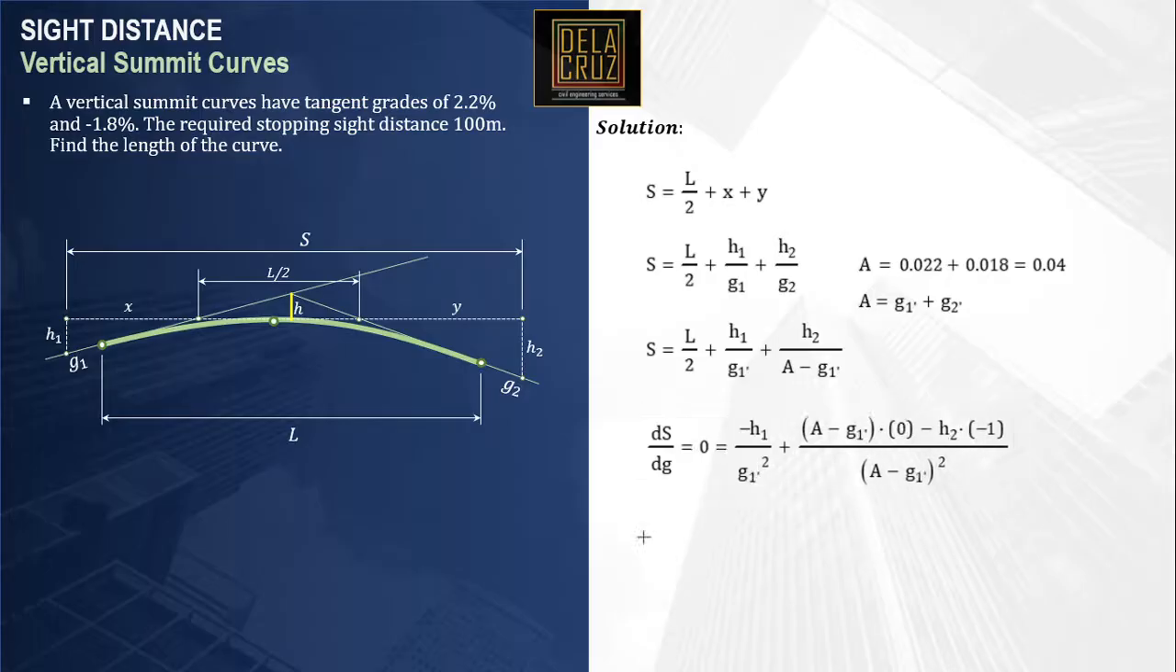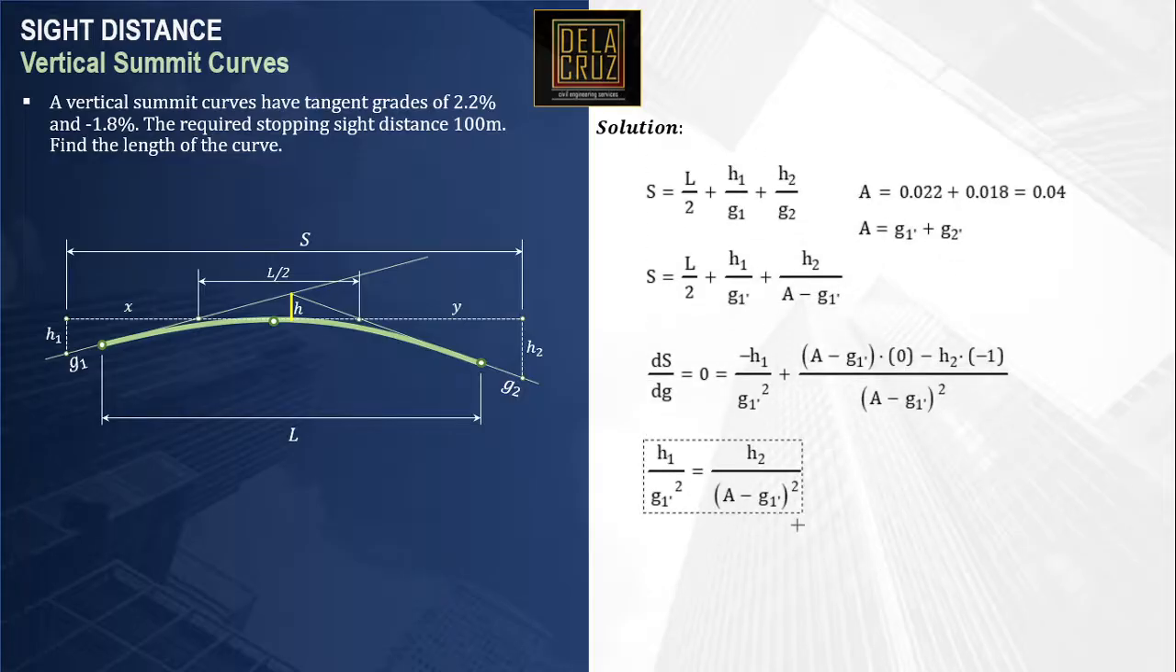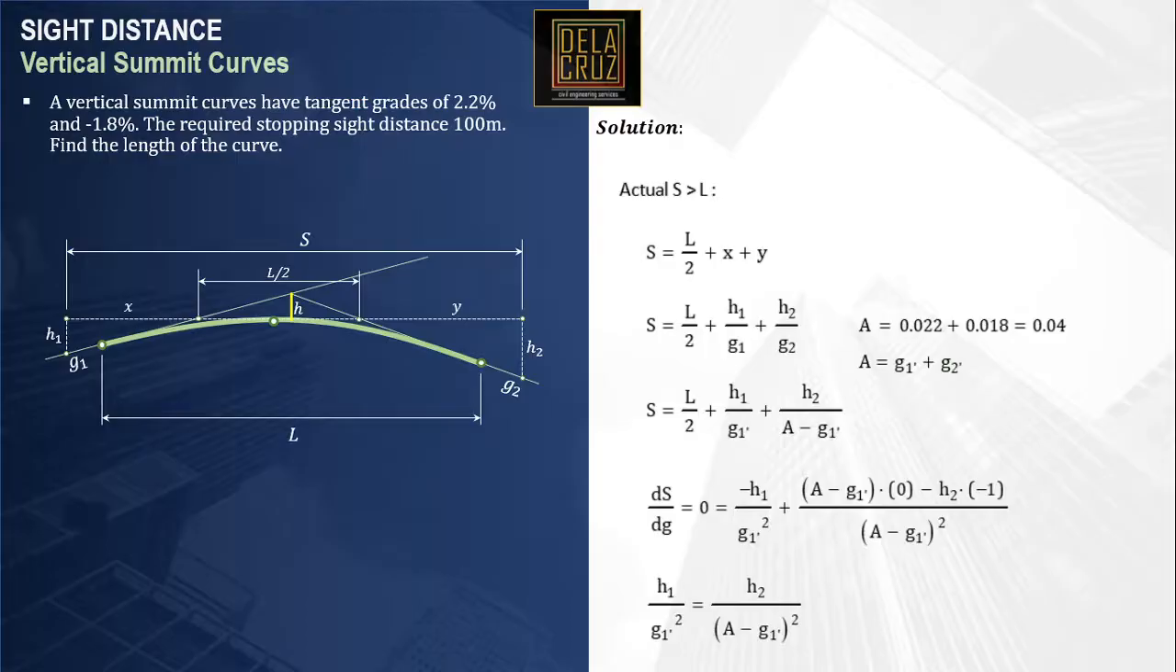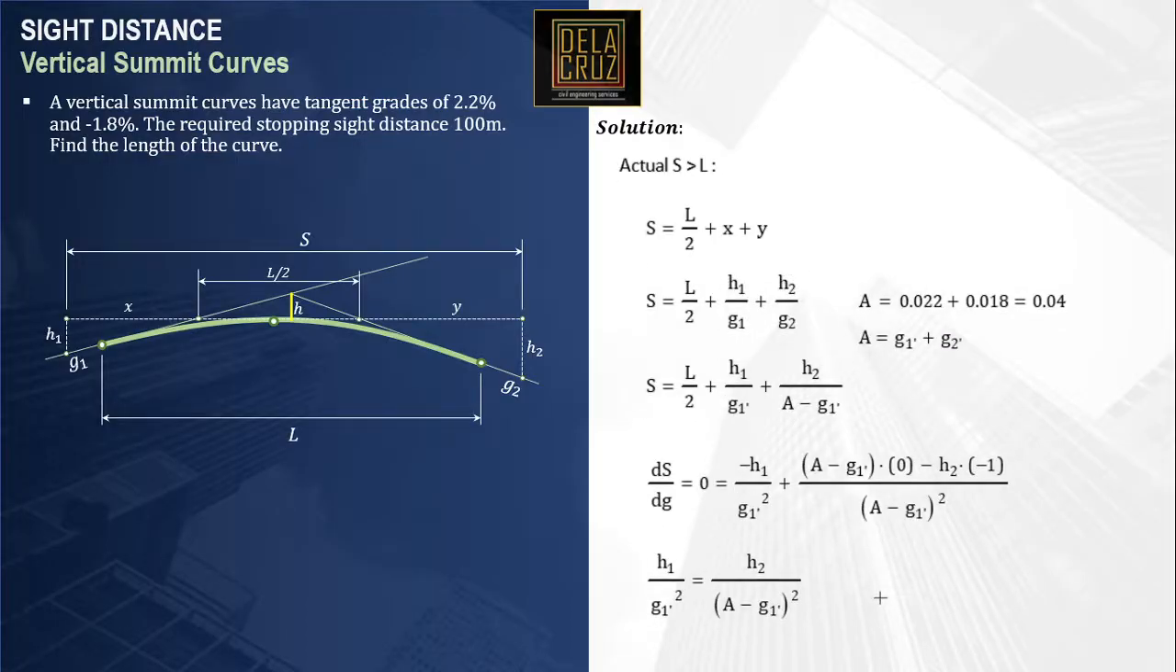So as you can see, simplifying this one, we'll be expressing H1 over G1 squared is equal to H2 over A minus G1 prime squared. These are both prime, no? Now, in this specific equation here, we'll just need to have expressed this G1. Actually, this is our prime. G1 and G2 prime to A.